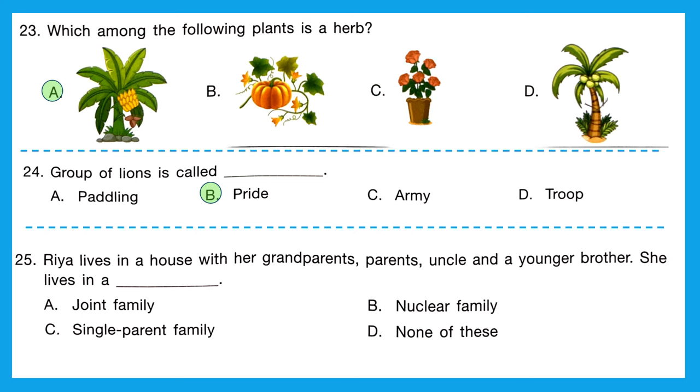So we can clearly see in the question that Rhea lives in house where she has her grandparents, parents, uncle and brother also. It looks like it is a joint family, right? So our correct answer should be option A, joint family.